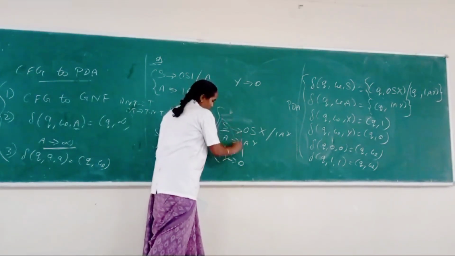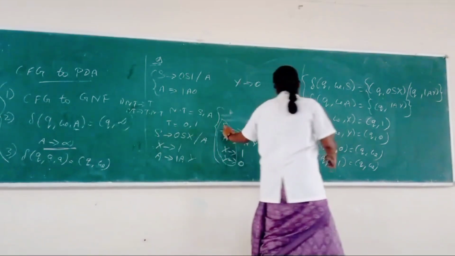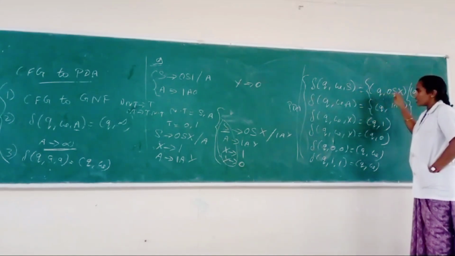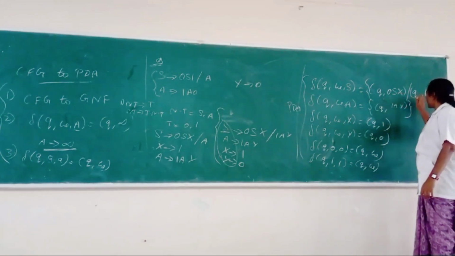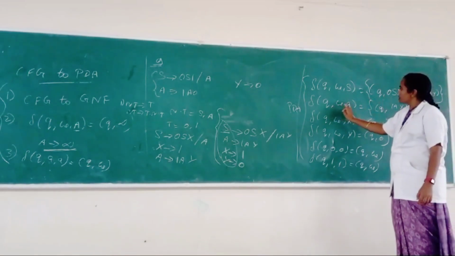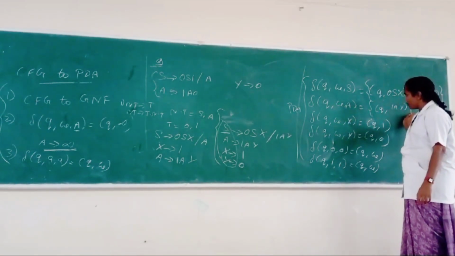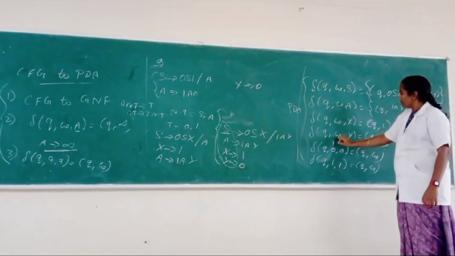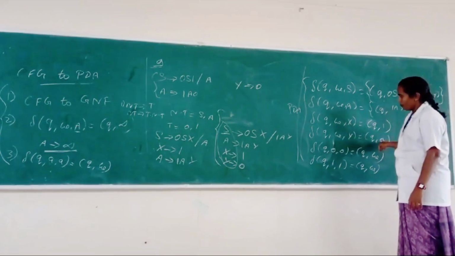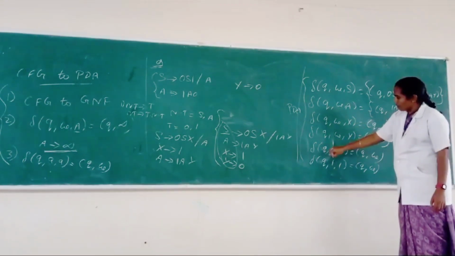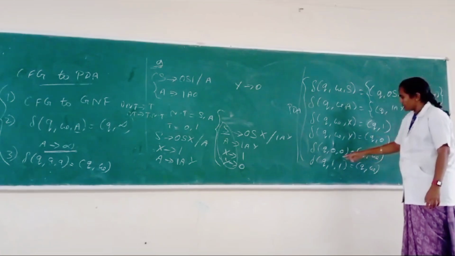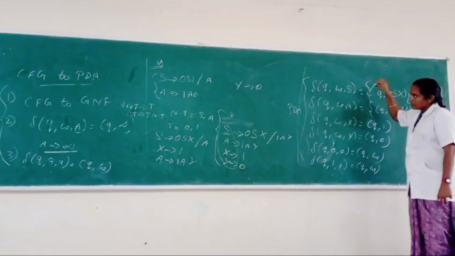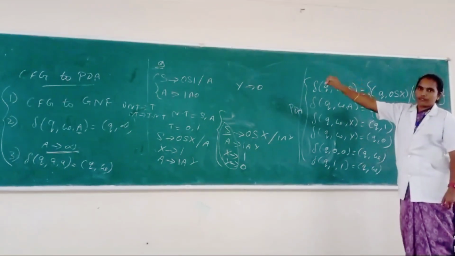So these are all non-terminals. I am writing the PDA for non-terminals. Transition function of q comma epsilon comma S equal to q comma right side of the production, so q comma 0SX, q comma 1AY. Then q comma epsilon comma A equal to q comma 1AY. Q comma epsilon comma X equal to q comma 1, q comma epsilon comma Y equal to q comma 0. Then for terminals, transition function of q comma 0 equal to q comma epsilon, transition function of q comma 1 equal to q comma epsilon. This is the pushdown automata for the given context-free grammar.